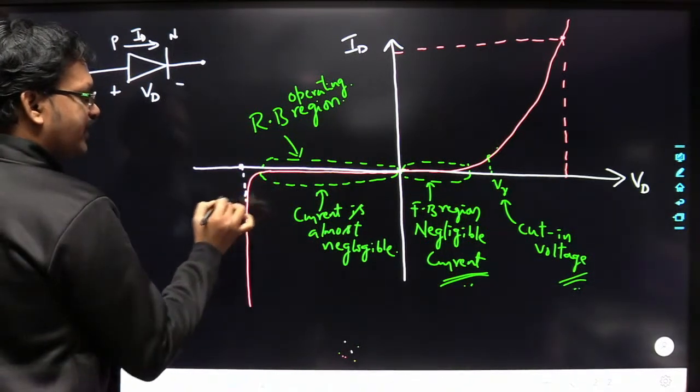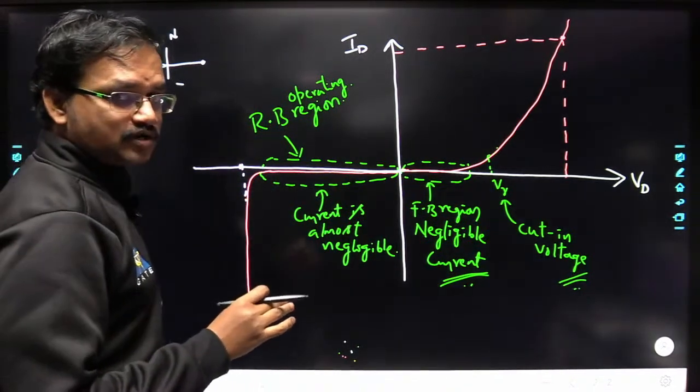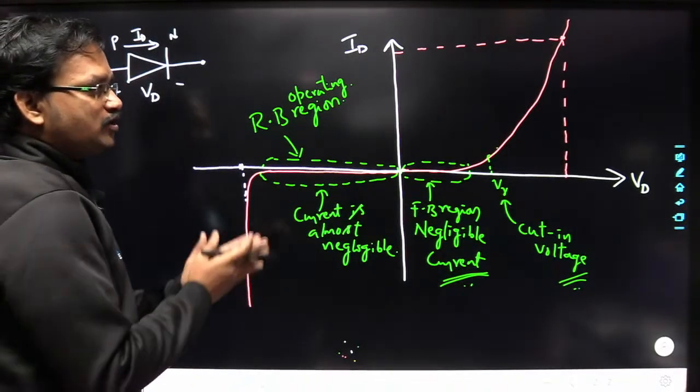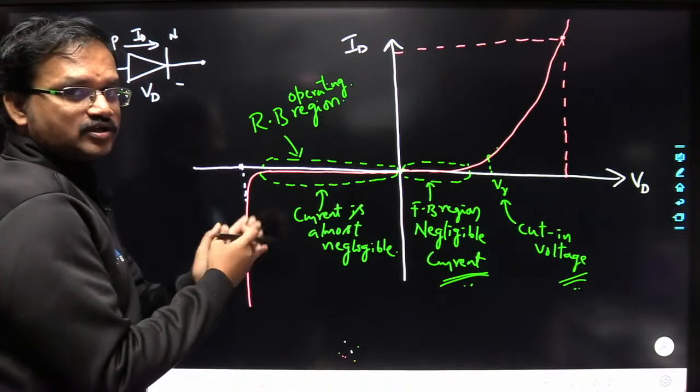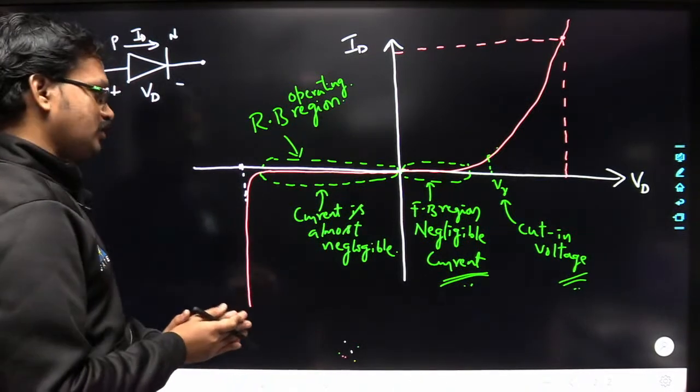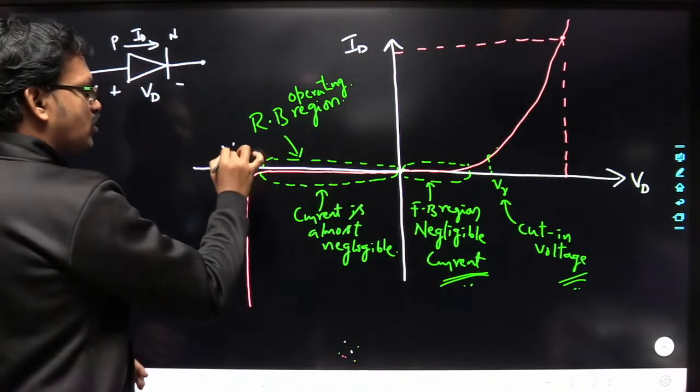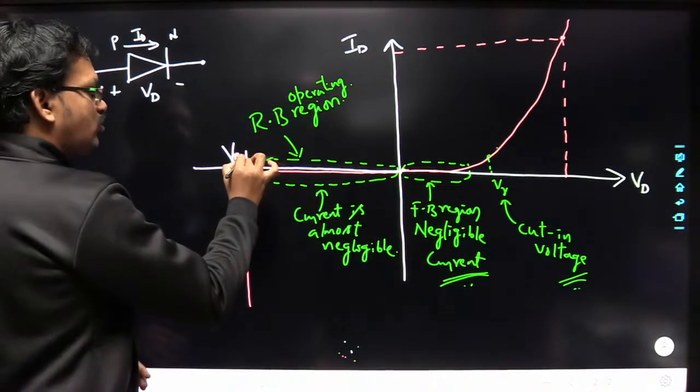You are going to study how we get these characteristics in your EDC course. Here we are going to utilize these characteristics in order to analyze the circuits. So this voltage here we call the breakdown voltage.